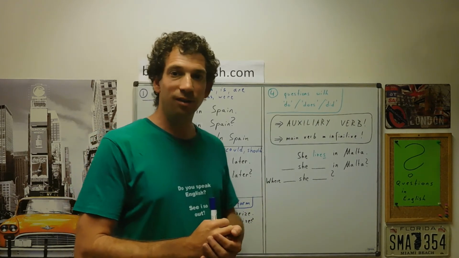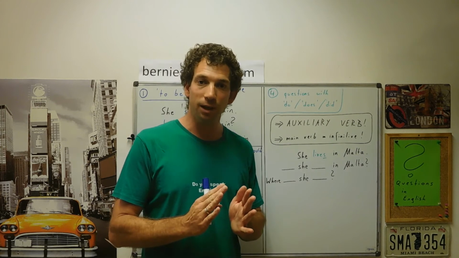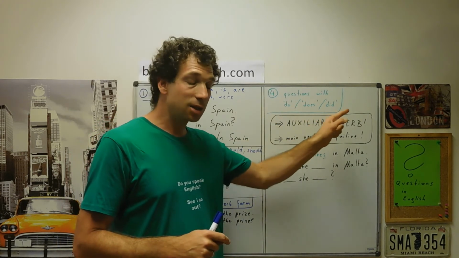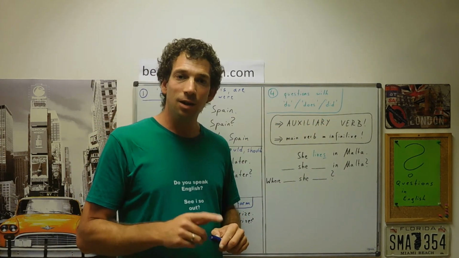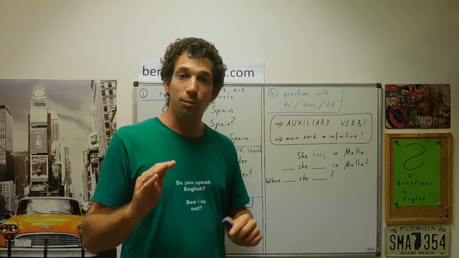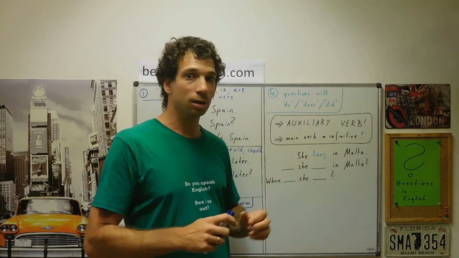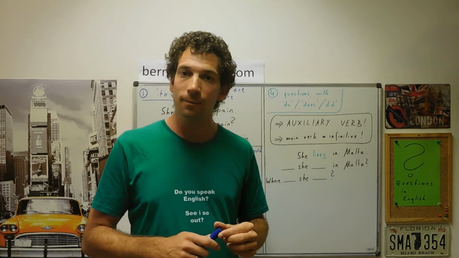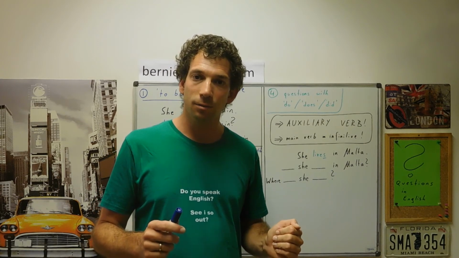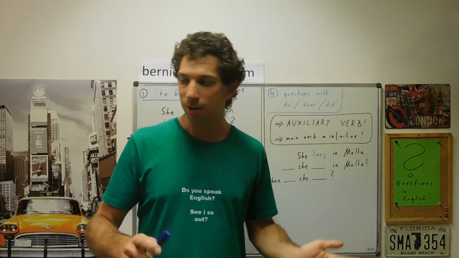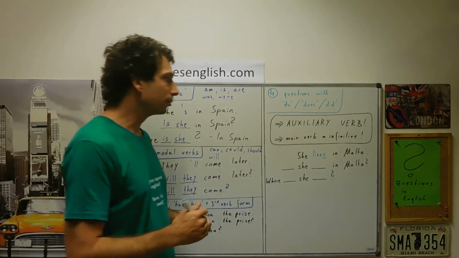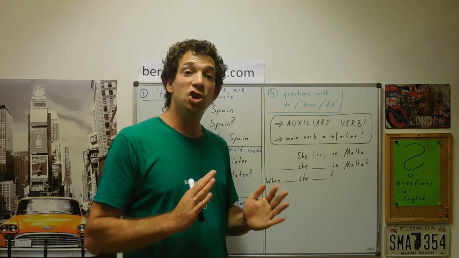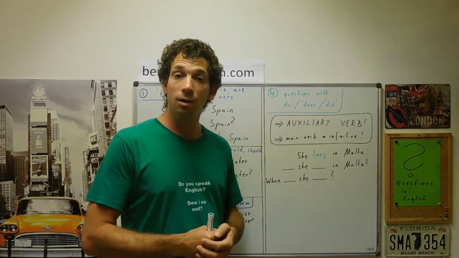So, in other words, and to put it more simply, we only need do, does or did in questions when we are using the present simple or the past simple tense, and when we do not have the verb to be in our sentence. Let's have a look at this in practice. Now, we have the sentence, she lives in Malta.